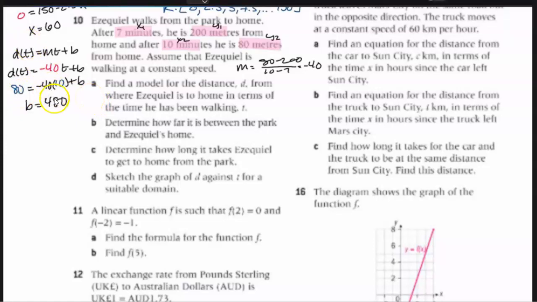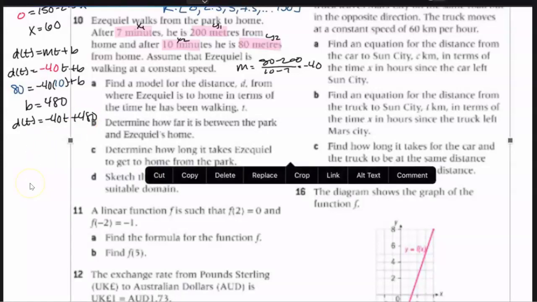I'm mostly skipping through these because this video is shorter, so hopefully you can do the math in between. So your formula is d of t equals negative 40t plus 480. So that is all just for part A.